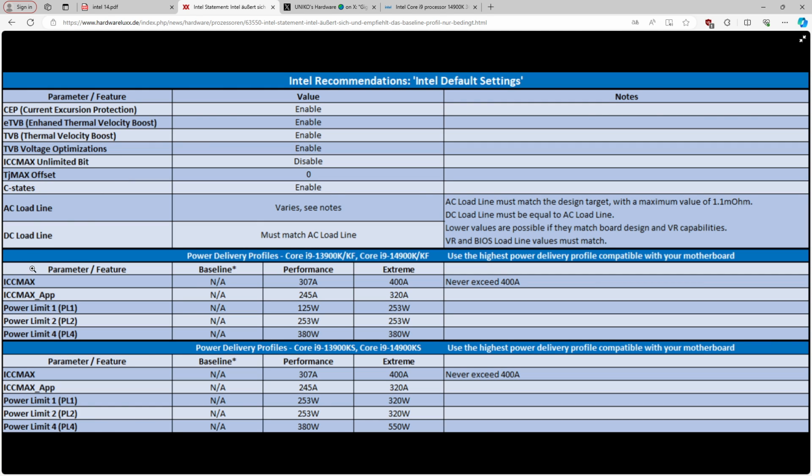So the workaround that the motherboard vendors came up with was, well, if we just don't use the current excursion protection, we can run AC and DC load lines that don't follow the Intel spec. Yay! Anyway, below that we have enhanced thermal velocity boost, and thermal velocity boost voltage optimizations. Gigabyte disables all of these by default.